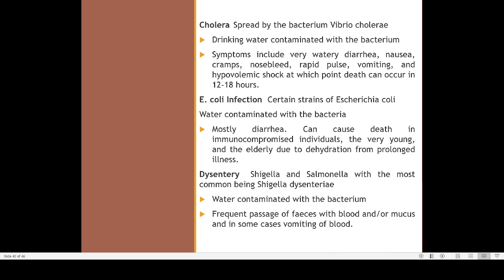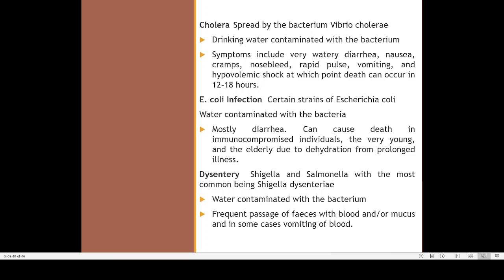Then second one is E. coli infection. In case of E. coli infection, it is caused by one type of bacteria known as Escherichia coli, and both ways it is pronounced. So water contaminated with this bacteria. Normally Escherichia coli is not a very dangerous disease, but it can lead to diarrhea and cause death in the immunocompromised.